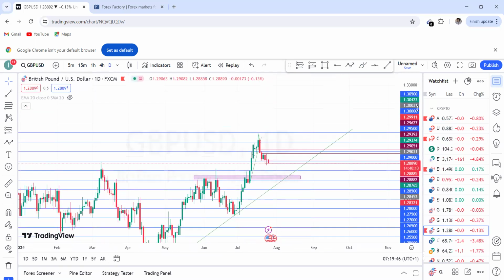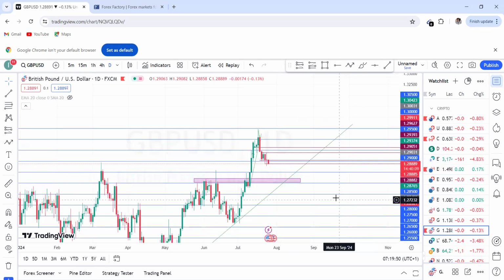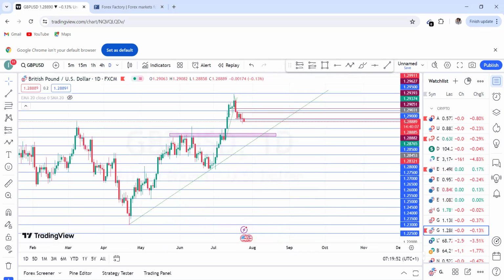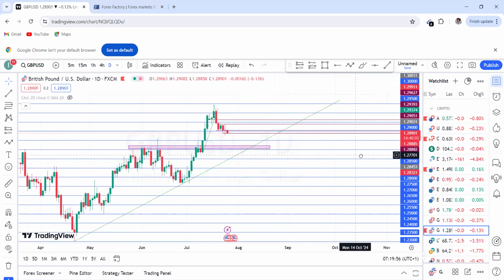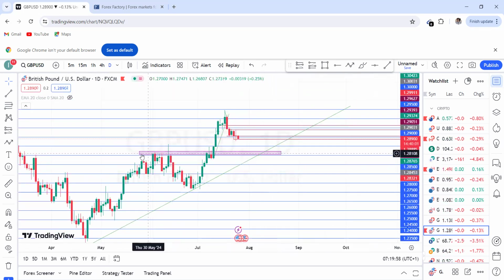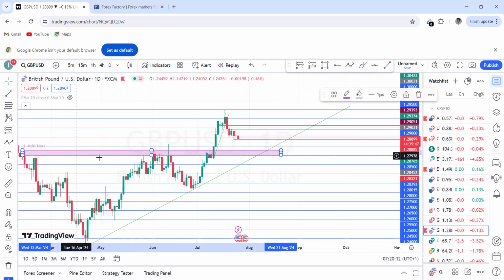So this pair is actually on a bullish trend. Yeah, you can see that. Yeah, it is on a bullish trend, and this was the last. You can see that right here. This was the last resistance, which obviously is now a support, right? The last resistance now is obviously a support.